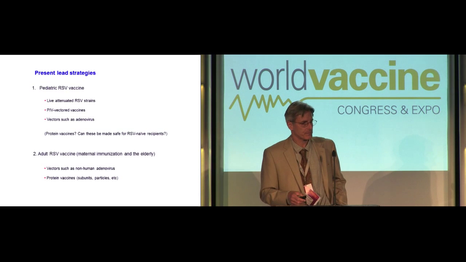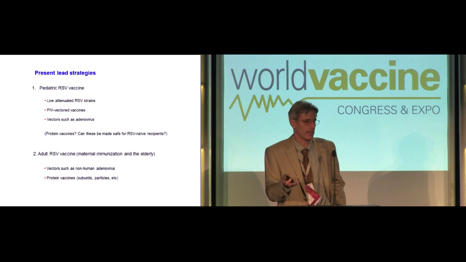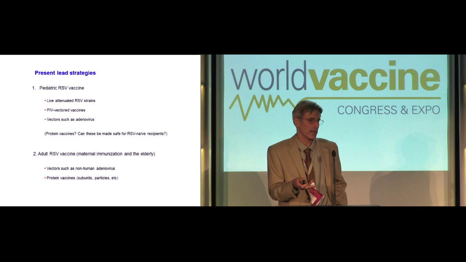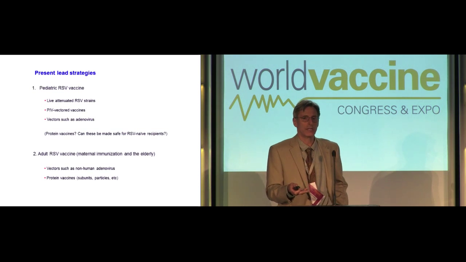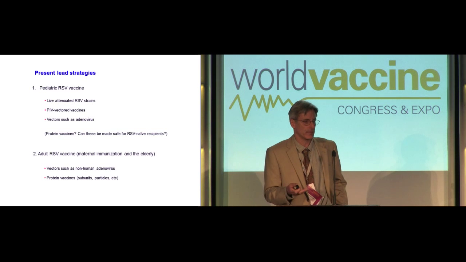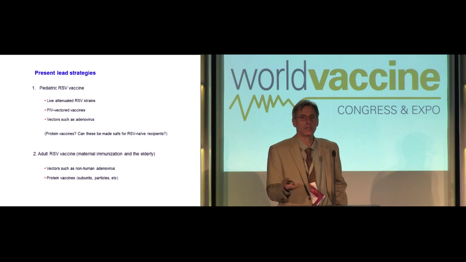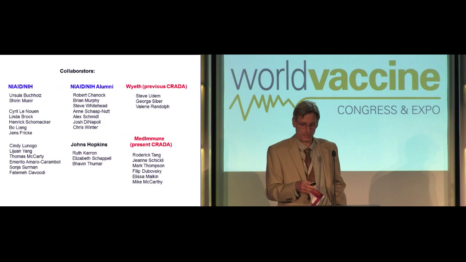So finally, the pediatric vaccine, we have the live strains, we have the PIV vectored strains, we have vectors such as adeno, which remain to be tested clinically. We have the continuing question about protein vaccines. Can they be made suitable for infants? We have the adult vaccine, which has potential for vectors such as these non-human adenoviruses or alphaviruses. And protein vaccines have tremendous potential in this population.